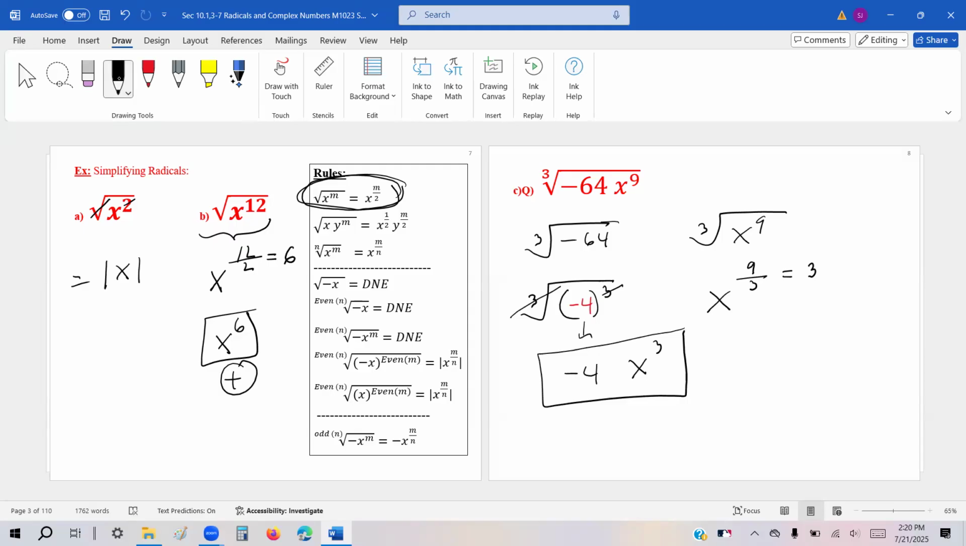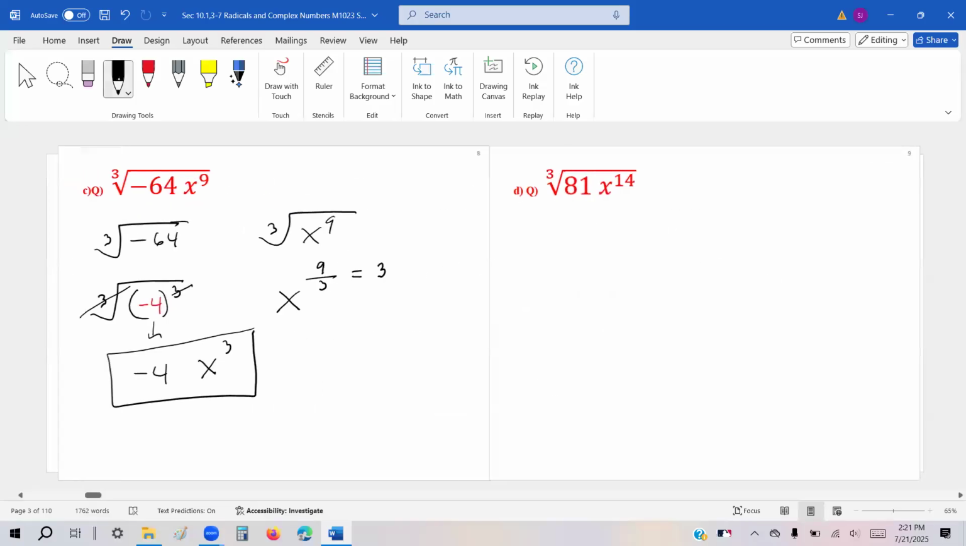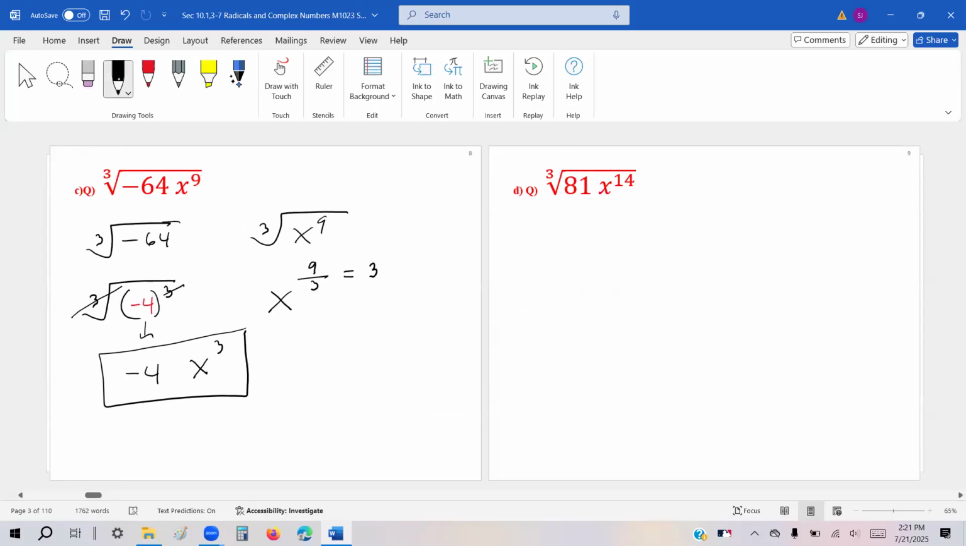So cubic root of negative 64 times x to the 9 is just the simple term negative 4 x to the 3. But we will not always be so lucky. We may not always get perfect numbers, like the next one. 81 is not a perfect cube number, and x to the 14 is also not a perfect cube number. But the first step is the same. We split them into 2 pieces. One is the number, one is a variable. And now since 81 is not a perfect cube number, we factor it into its prime factorization.